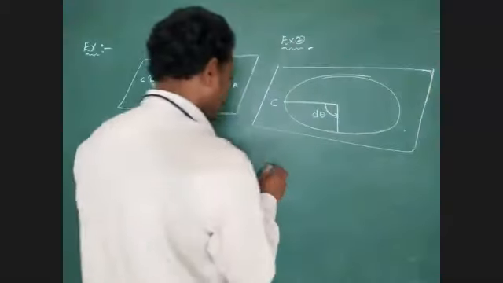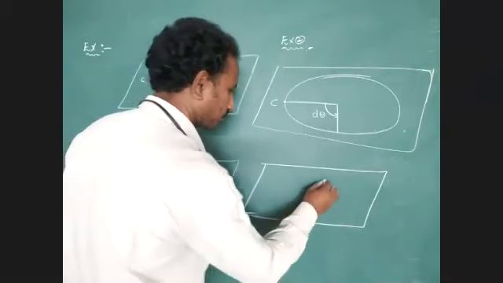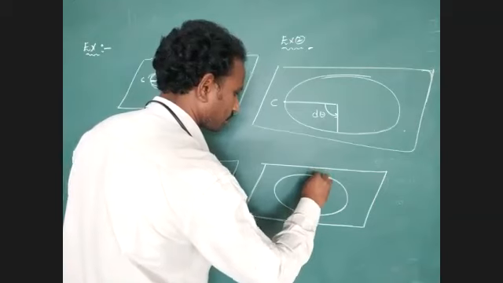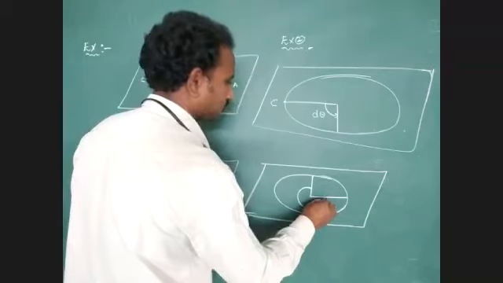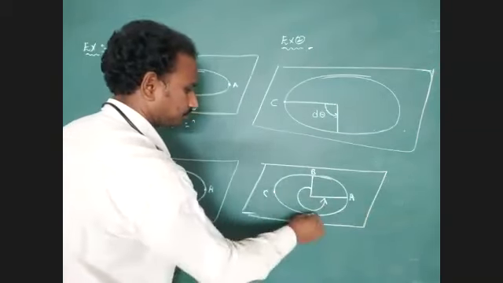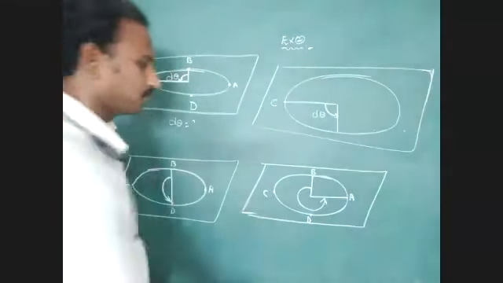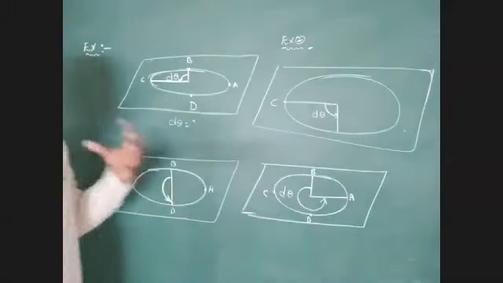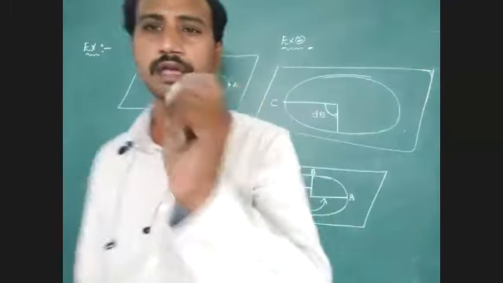Next, the fourth one. Find out the total angular displacement from D to A. These all are example problems, so you can find out the angular displacement. Next, we have to find the direction of angular displacement.